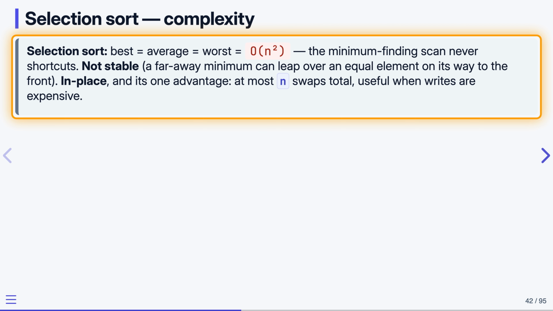Let's sum up selection sort's cost. Its best, average, and worst case are all the same, big O of n squared, because the minimum-finding scan never takes a shortcut. It is not stable because a faraway minimum can leap over an equal element on its way to the front. It is in place, and it has one real advantage: it does at most n swaps in total, which helps when writing to memory is expensive.